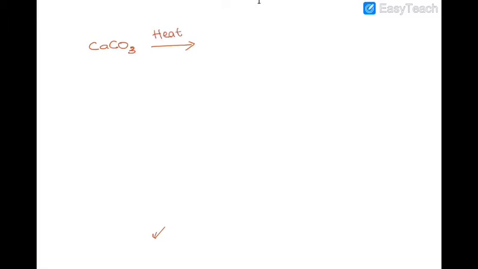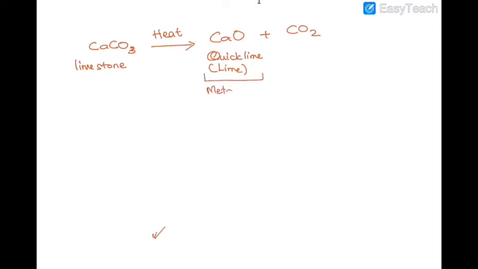So in the presence of heat, you have thermal decomposition of the carbonate. It gives you carbon dioxide and the oxide. And this quicklime, if you look, is a metal oxide. And if you remember, metal oxides are basic oxides. Because it is a basic oxide, it is going to react with acidic substances.